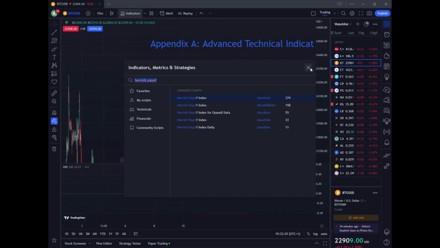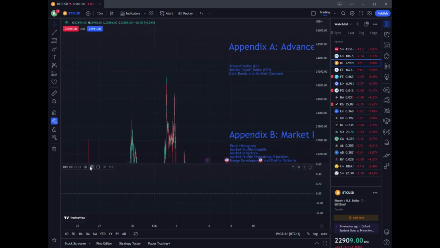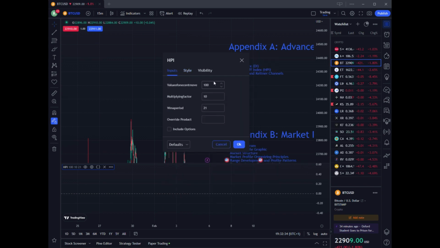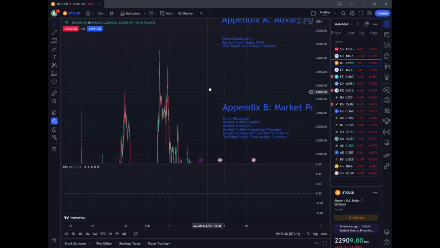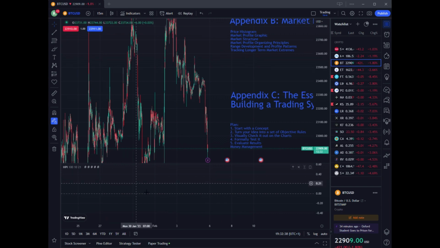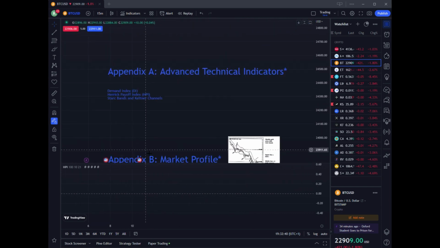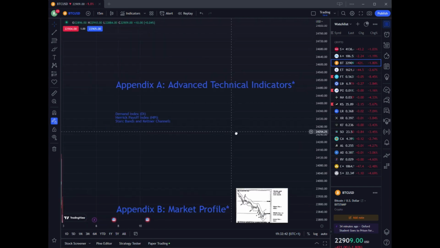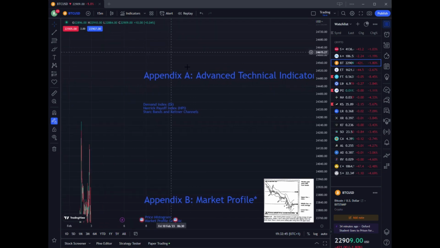Sadly, this one doesn't show up here, and I'm not sure why. I tried it on different charts as well, but I might just be picking the wrong one. It's on TradingView, I'm not sure. I'm probably doing something wrong. I'm not gonna dive too deep into it.